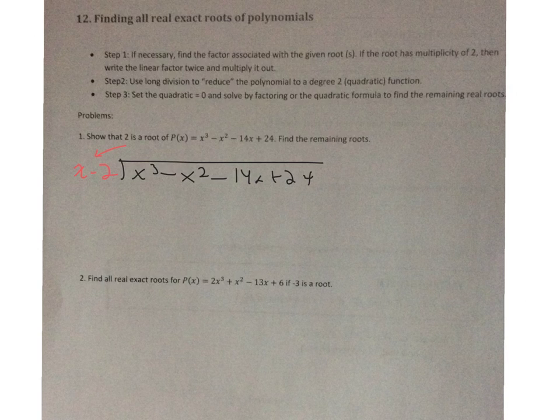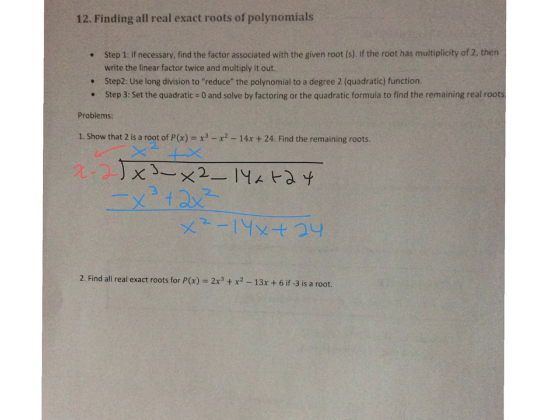So if you did this right, you should have gotten x squared, and then x squared times x is x cubed, and x squared times negative 2 is negative 2x squared. And then you have x squared minus 14x plus 24. Now you're going to distribute x squared times x. You're going to divide again. So x squared divided by x is x.